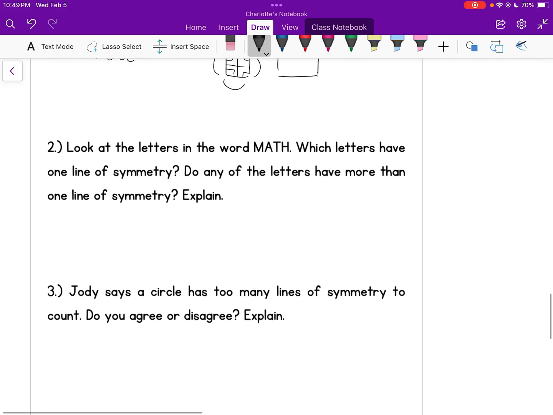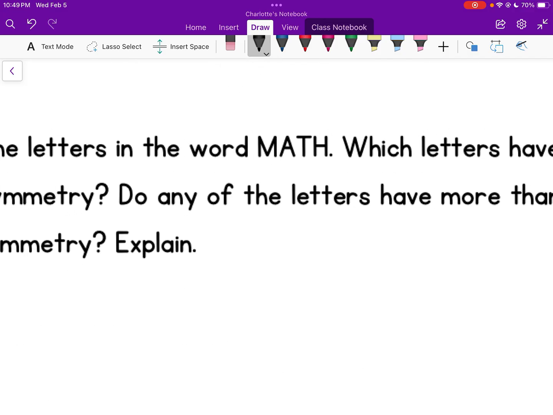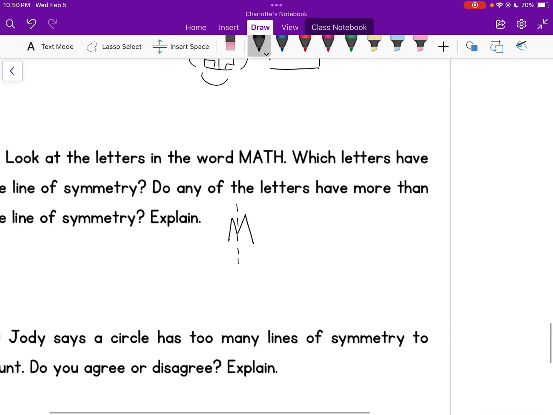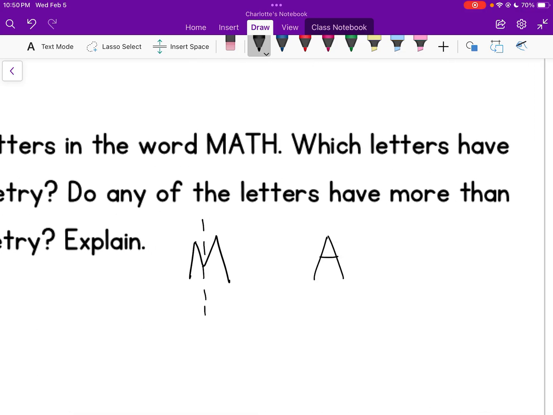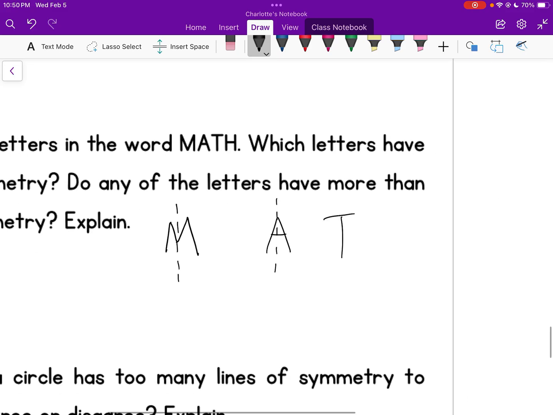And number 2, look at the letters in the word MAT. Which letters have one line of symmetry? Do any of the letters have more than one line of symmetry? Explain. So let's start with M. If you do the symmetry, it should be like here, and that's the only way you can have symmetry, so that should have only one line of symmetry. And for A, you can also divide it in half here, so it's also one line. And T, you can only divide it in half too for this one. So just one line, and one line.